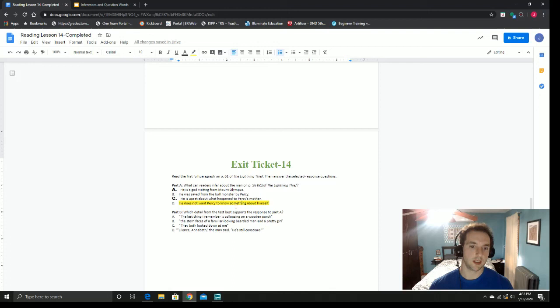All right, now, which detail from the text best supports the response to part A? Again, the best choice, without even looking at all these, is he tells her to be quiet so that Percy doesn't find something else out. And so let's look for that. The last thing I remember is collapsing on a wooden porch. Doesn't match up. The stern faces of a familiar-looking bearded man and pretty girl. Doesn't match. They both look down at me. Doesn't match. Aha. Silence, Annabeth, the man said. He's still conscious.